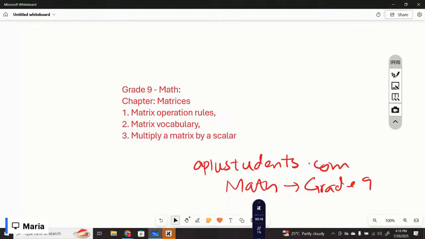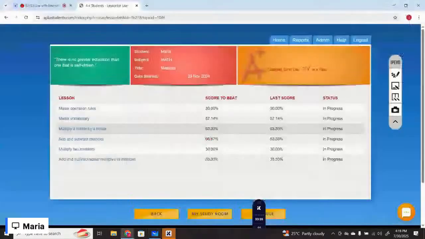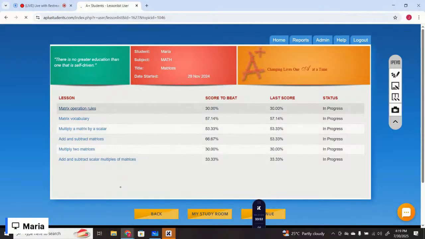So we're going to start with grade 9 math. We're going to start with the chapter matrices. Lessons we're going to cover today are matrix operation rules, matrix vocabulary, and multiply a matrix by a scalar. So please make sure you have your notebook so that you can note down the important examples and definitions as well. Let's start with the lesson that is matrix operation rules.